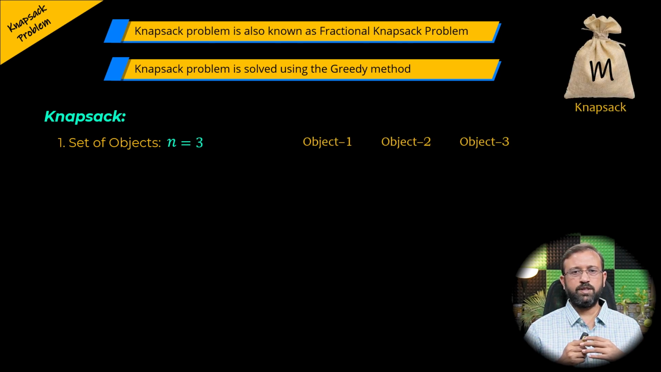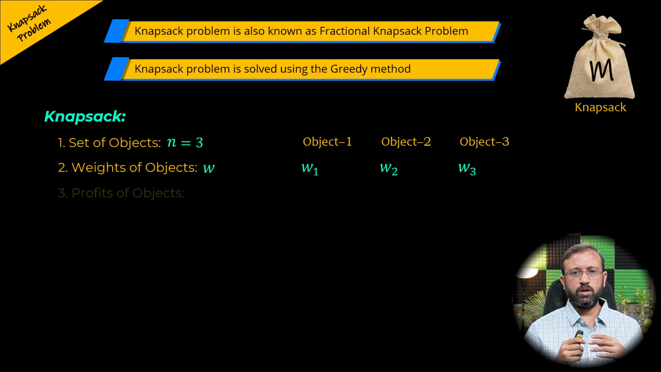Each of these objects has weights associated with them. The weight of each object is represented by W. So let us consider W1 as the weight of object 1, W2 as the weight of object 2, and W3 as the weight of object 3.